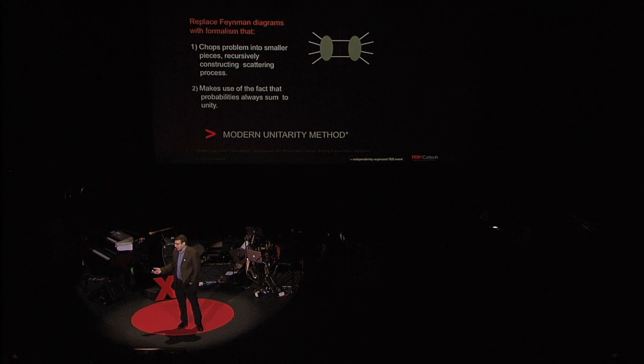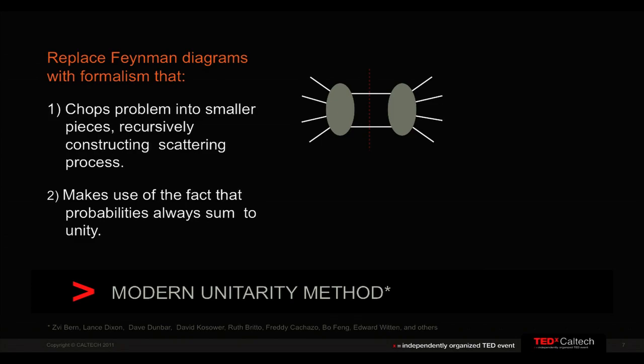Now, of course, I can't explain exactly how this works, but let me just make a few comments. So the basic idea is you have to take the problem, chop it into smaller pieces, and then recursively construct the more complex process using simpler processes. Another important ingredient that guides how this construction goes is you have to use the idea that the probability adds up to unity. And in fact, that's where the name unitarity method comes from.